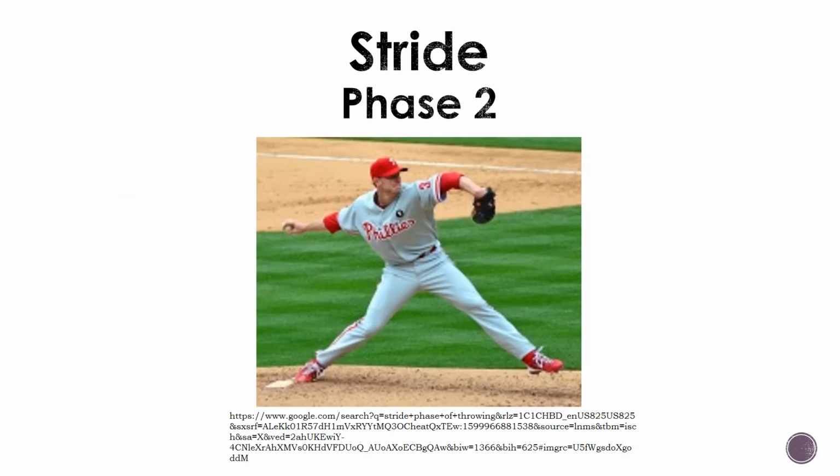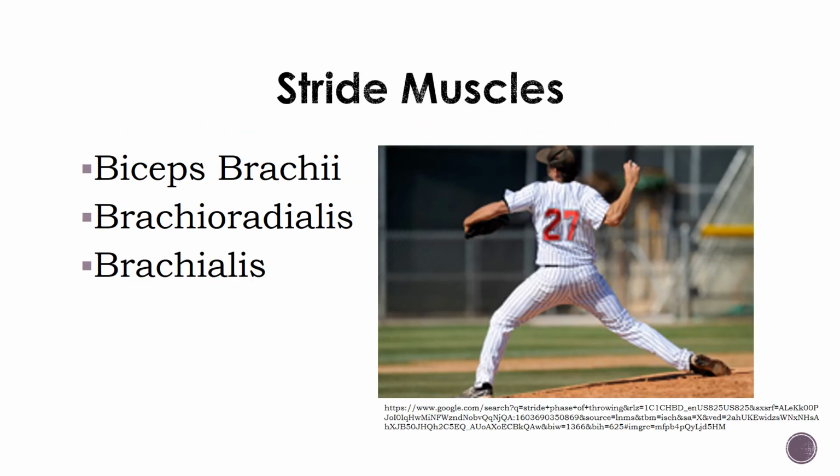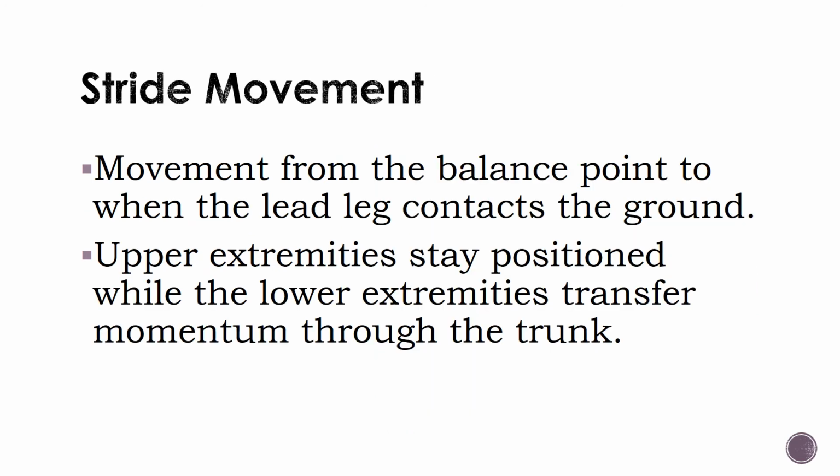The second phase is the stride phase. During the stride phase, the elbow is very stable. It's kept in flexion, and there's little injuries resulting from this. The stride muscles also include the biceps brachii, brachioradialis, and brachialis. Stride movement is the movement from the balance point to when the lead leg contacts the ground. The upper extremities stay positioned while the lower extremities transfer momentum through the trunk.